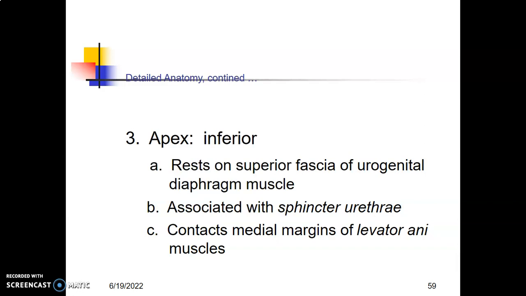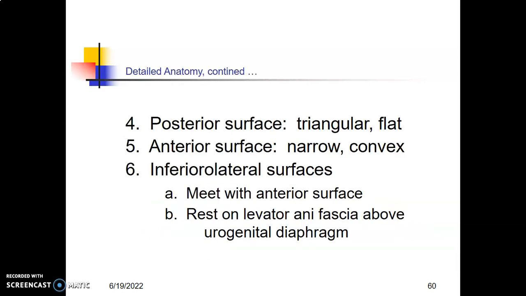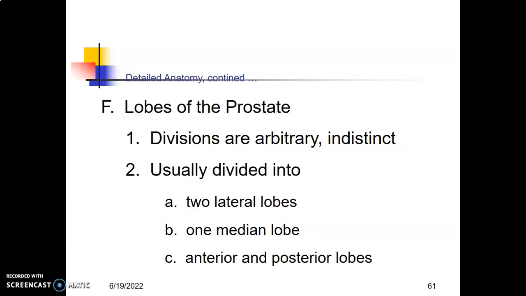The apex of the prostate is inferiorly located, so it rests on the superior fascia of the urogenital diaphragm, and the apex is associated with the sphincter of the urethra. The apex of the prostate contacts the medial margins of the levator ani muscle. The posterior surface is triangular in fact, while the anterior surface is narrow. Inferolateral surfaces, you have the right and the left side, resting on the levator ani of the pelvic diaphragm.